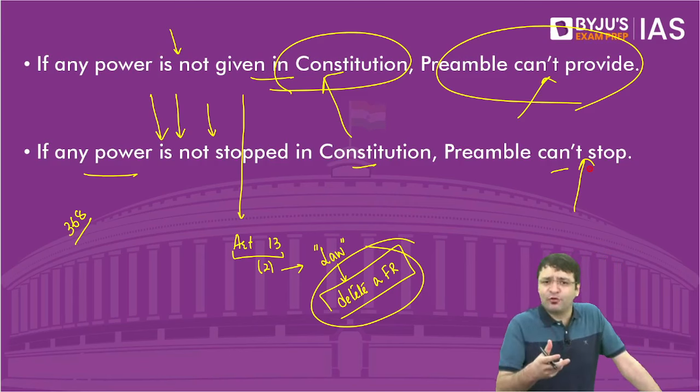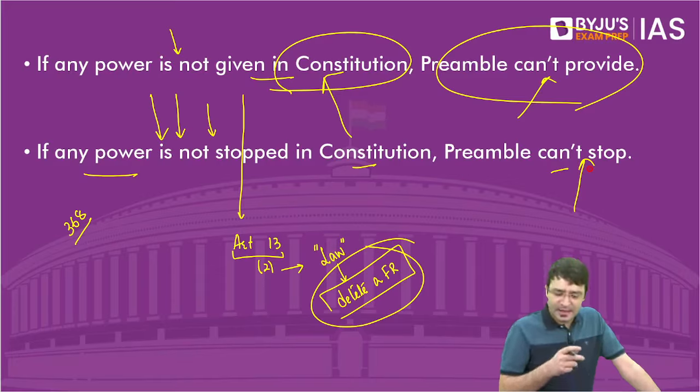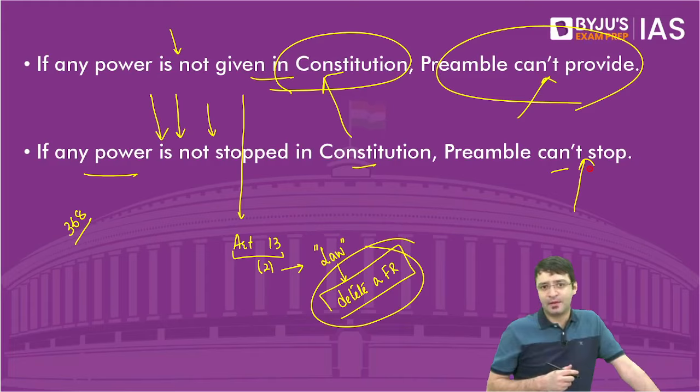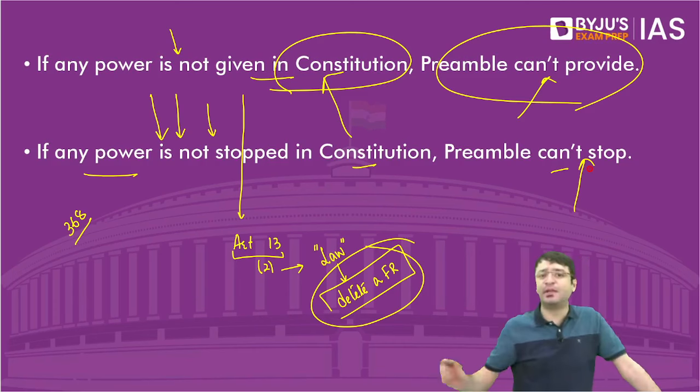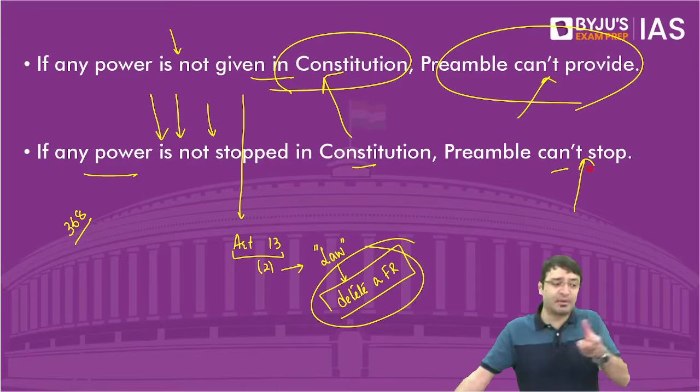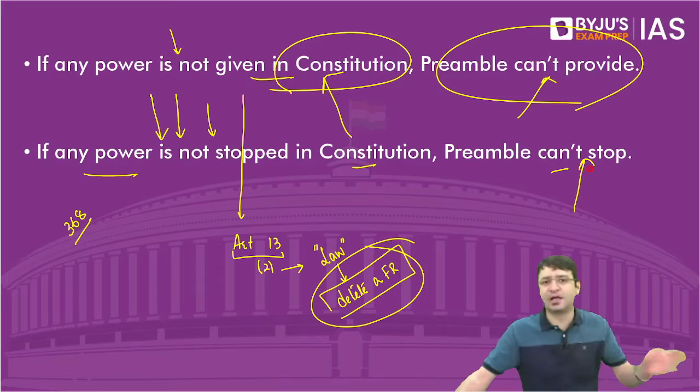But preamble itself is not enforceable in a court of law, which means you can't approach the court saying preamble has been violated or has not been implemented, because it is just a philosophy, it cannot be implemented. But at the same time, if a power is given to the judiciary by the Constitution to impart justice, you cannot go to the court and say we will give this power to the executive by invoking the principle of sovereignty mentioned in the preamble. So if there is a power given in the Constitution, preamble can't stop that power. If a power is not given in the Constitution, preamble cannot provide that power, because preamble is not enforceable in a court of law. That completes our discussion on preamble.